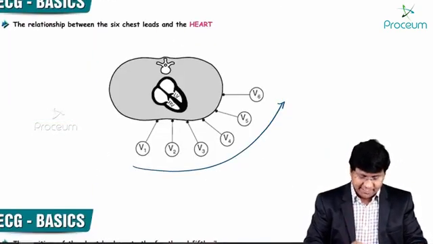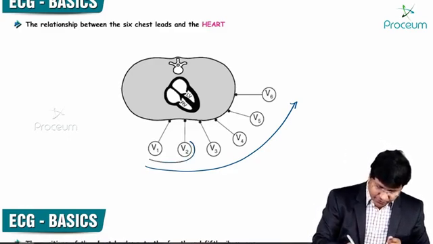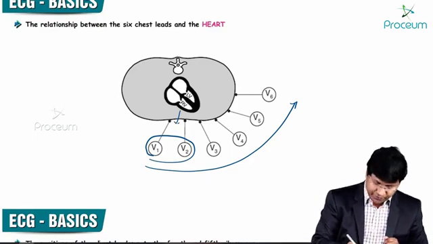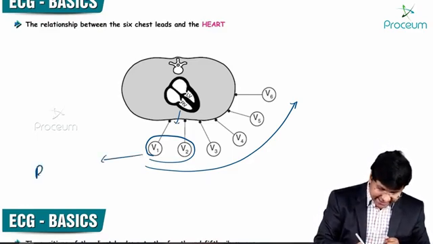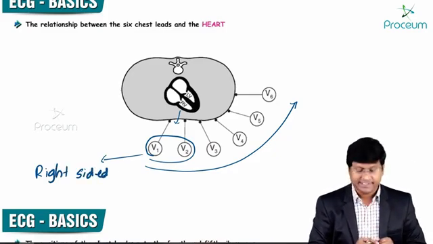Right? So this is your surface of the heart. You just imagine now, V1 and V2, they are picking up the electrical activity of your right side of the heart. So V1 and V2, they are called as right-sided leads.